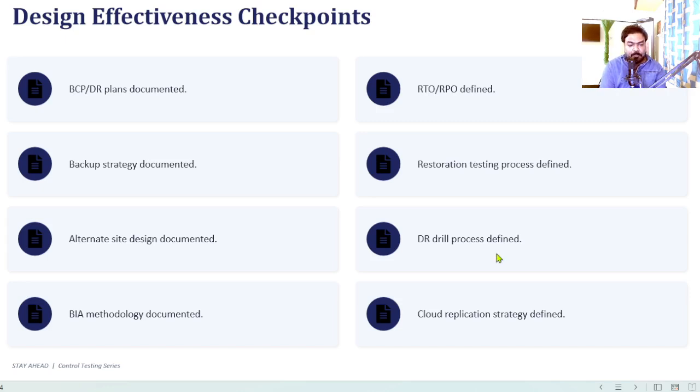Design effectiveness checkpoints. Let's start with design effectiveness. In other words, is the plan actually documented and sound on paper? You're checking: are our BCP and DR plans documented, are our RTO and RPO defined? Is the backup strategy documented? Is there a defined restoration testing process? Is the alternate site design documented? Is the DR drill process defined? Is the business impact analysis methodology documented? And is the cloud replication strategy defined? If any of these are missing, you already have a design gap before you have even tested whether it works in practice.